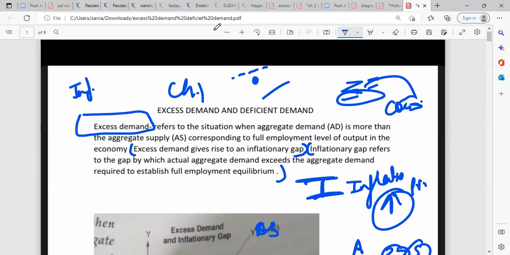This entire chapter is similar to that banking chapter, especially the qualitative and quantitative measures to control the credit. Exactly the same. But here we will see why excess demand comes, what are the causes, what are the reasons. So it is a little bit different, but when we do the measures, it's almost the same, like 90% same.